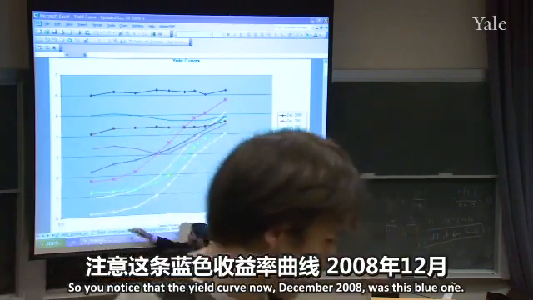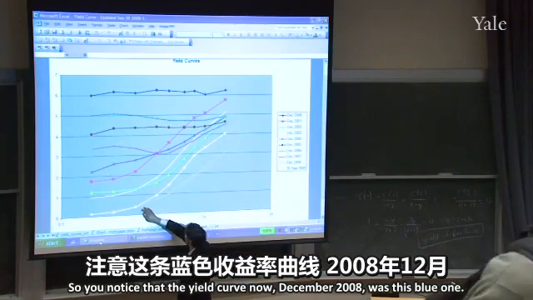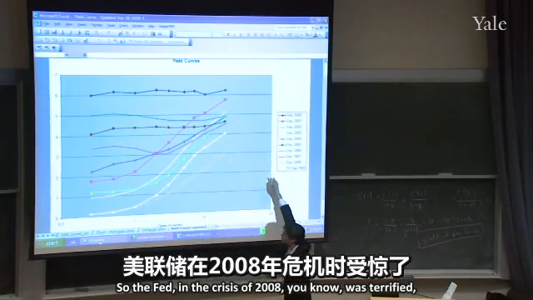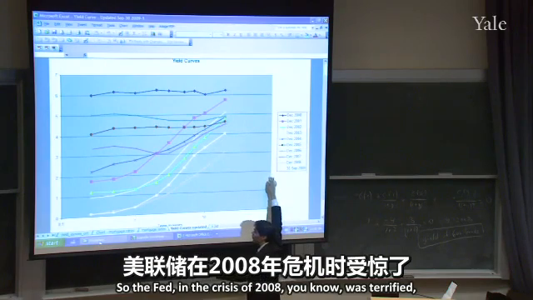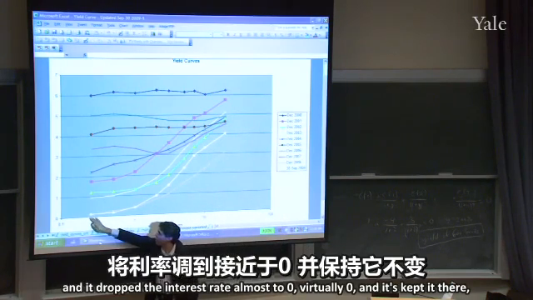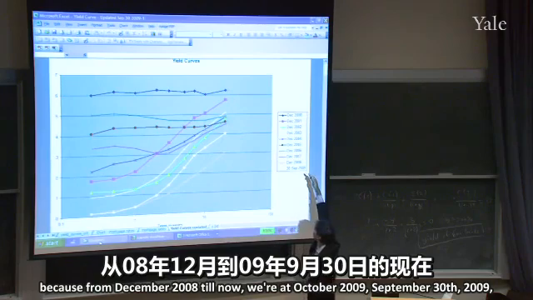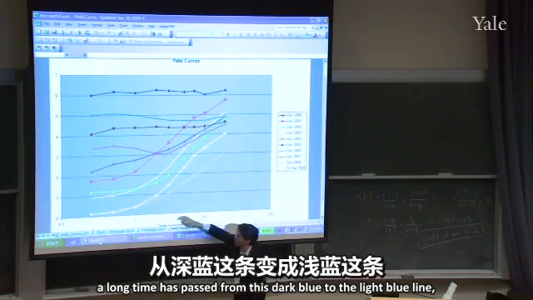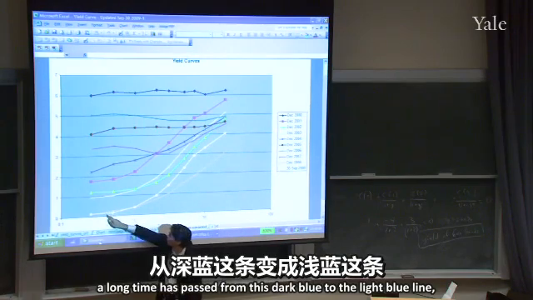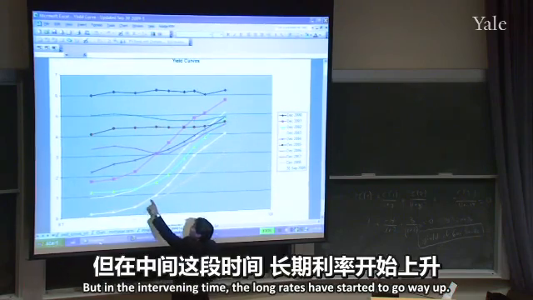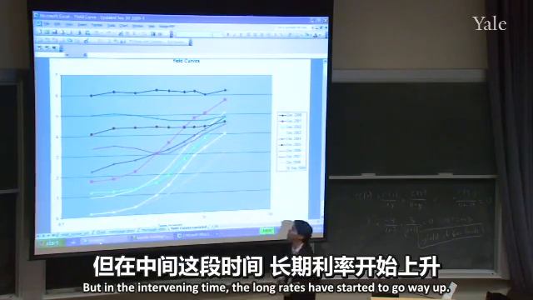So you notice that the yield curve now, December 2008, was this blue one. So the Fed, in the crisis of 2008, was terrified, and it dropped the interest rate almost to zero, virtually zero, and it's kept it there. From December 2008 till now, we're at the end of September 30th, 2009, a long time has passed from this dark blue to the light blue line, and the rate has been kept fixed there. But in the intervening time, the long rates have started to go way up.